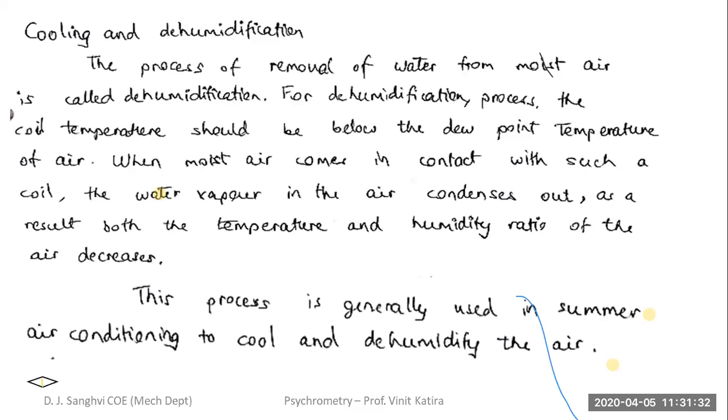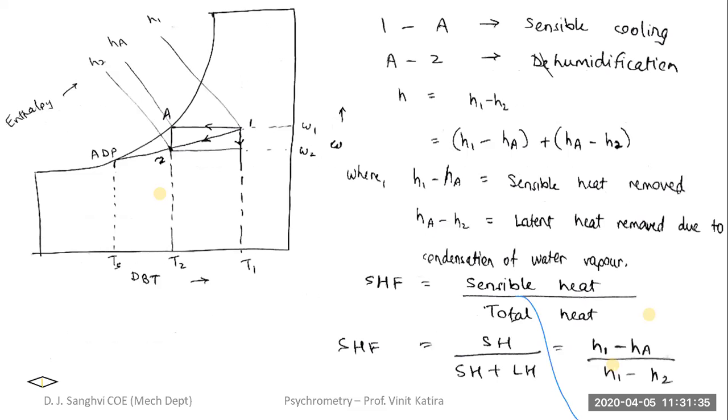That is nothing but the condensation that is happening. So process 1 to 2 over here is your cooling and dehumidification process. For this to happen, the coil has to be below the dew point temperature. This process 1 to 2 can be split in two parts. 1 to A represents sensible cooling, wherein you don't remove any moisture, you just sensibly cool the air. And the second part is A to 2, wherein you dehumidify, or remove the moisture from air.